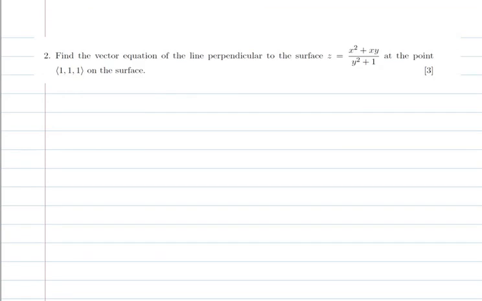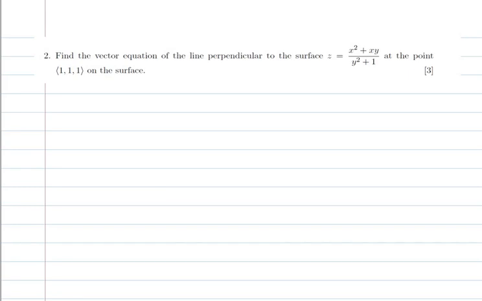The second question was, find the vector equation of the line perpendicular to the surface z equals x squared plus xy over y squared plus 1 at the point (1, 1, 1). Clearly this point is on the surface, because if x is 1 and y is 1, you substitute it into the expression, it evaluates to z equal to 1.